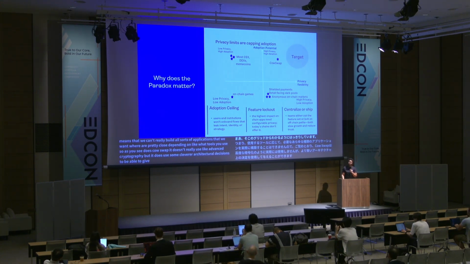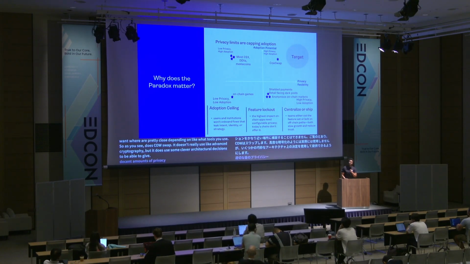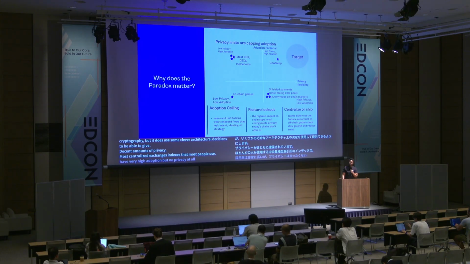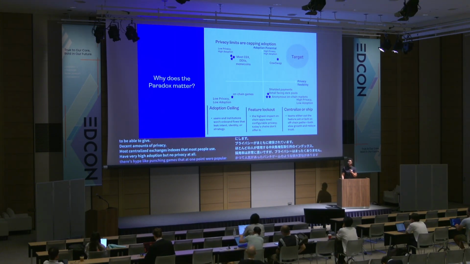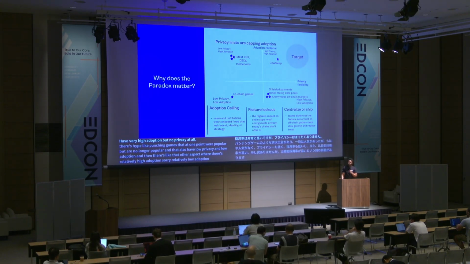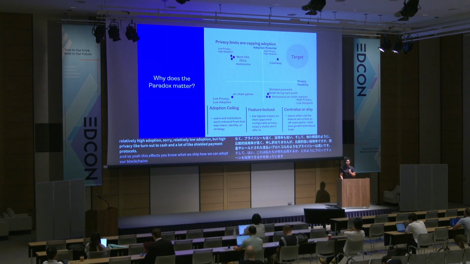Most centralized exchanges and DEXs that most people use have very high adoption, but no privacy at all. There's on-chain games that at one point were popular, but are no longer popular, and that also have low privacy, low adoption. And then there's that other aspect where there's relatively low adoption, but high privacy, like Tornado Cash and a lot of shielded payment protocols. And so yeah, this affects what we ship, how we can adopt blockchains, and what you can add to apps.